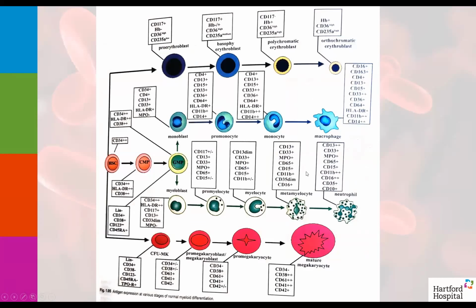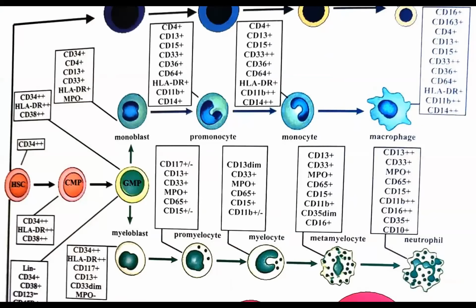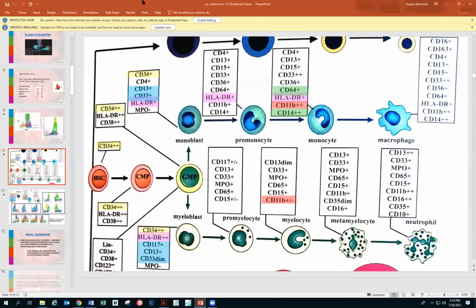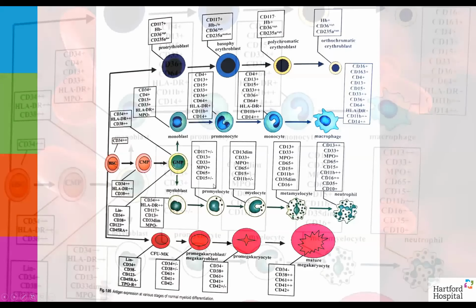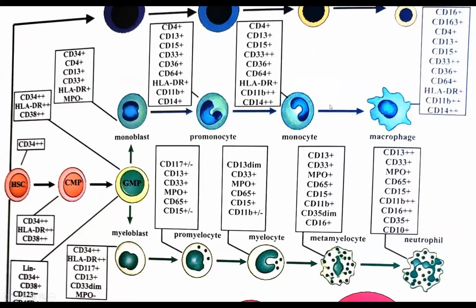So this is a nice WHO chart that is given in our WHO book, and though it looks very busy, this is a very, very important chart that we have to remember whenever we are doing flow cytometry. Let's review the common things first. Again, this is busy, but let me orient you.